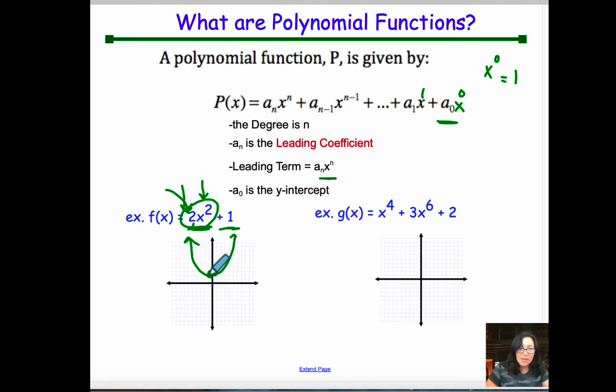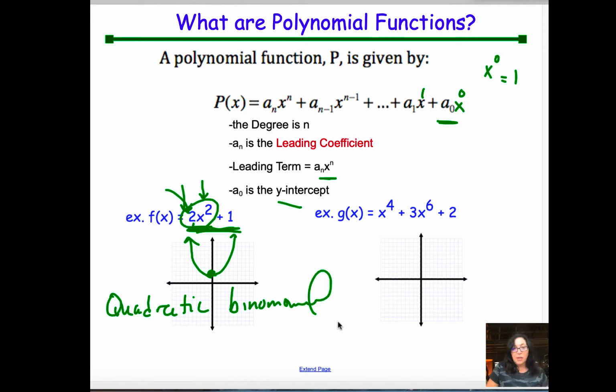That right there is just the y-intercept, a value where the graph crosses the y-axis. A couple of other things. You would say you have 2 terms here, so that's called a binomial. So when you're labeling this equation, you would say that this is a quadratic binomial. And so that's how you would represent that.